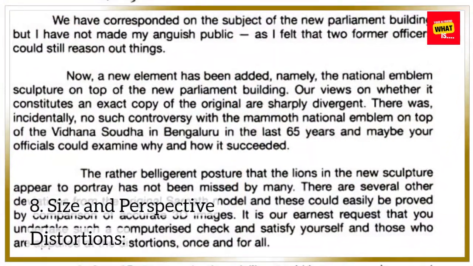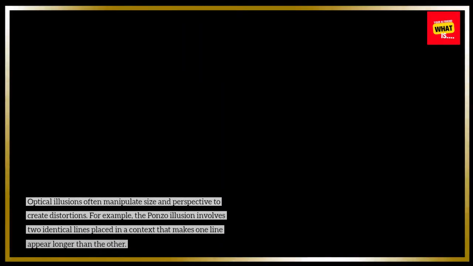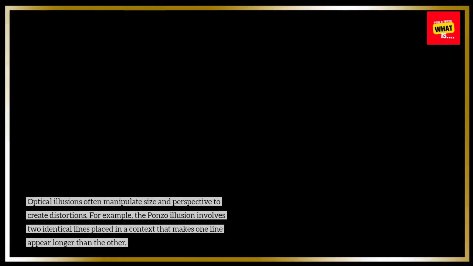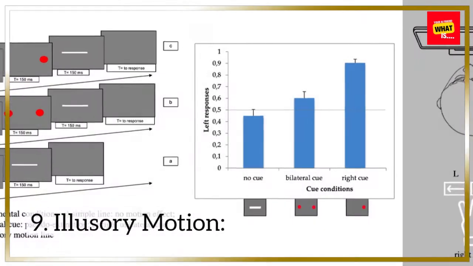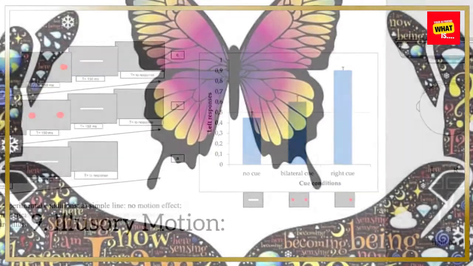8. Size and perspective distortions. Optical illusions often manipulate size and perspective to create distortions. For example, the Ponzo illusion involves two identical lines placed in a context that makes one line appear longer than the other.